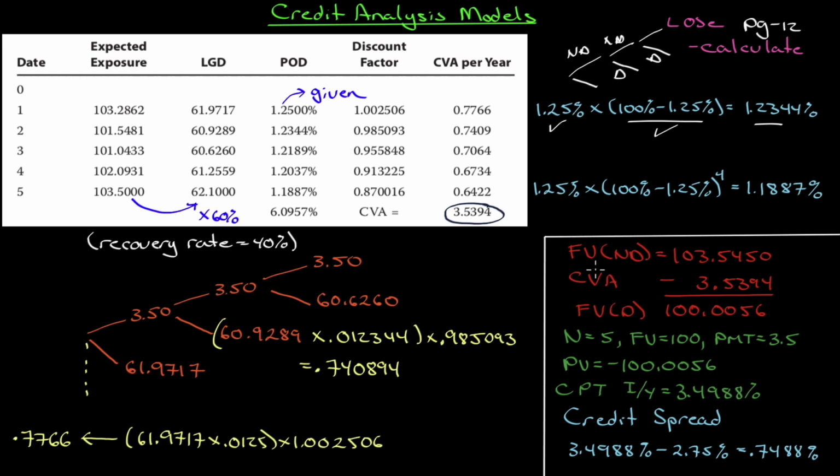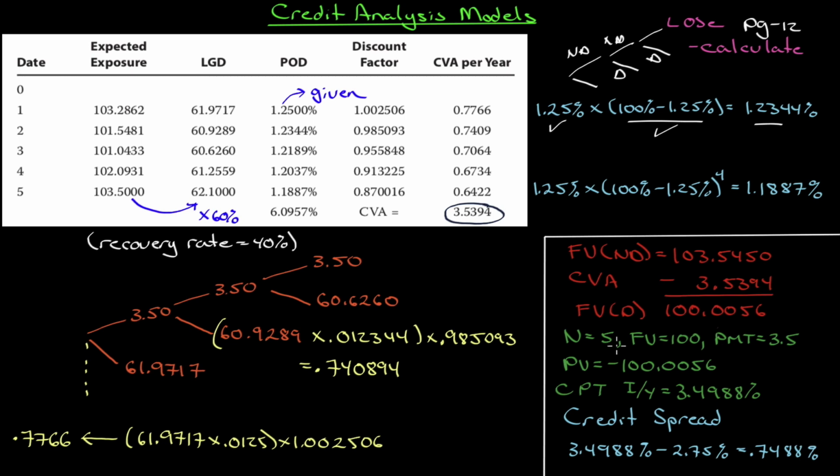So here's what we need over here. The fair value, assuming no default, we calculate at 103.5450 minus the CVA, which we just did here, 3.5394. There's the fair value, assuming default.